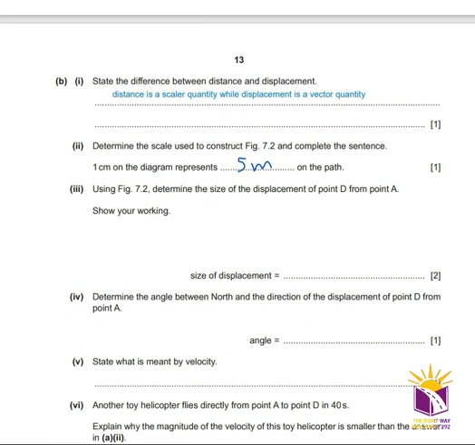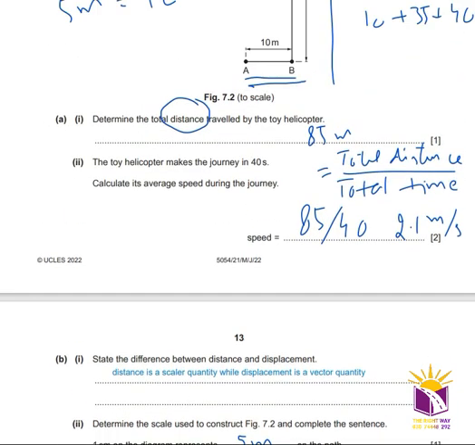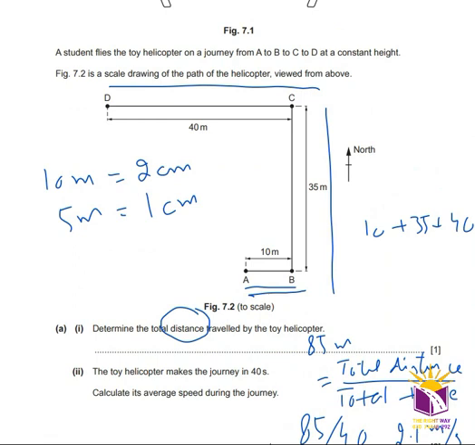Using figure 7.2, determine the size of the displacement D from point A. Show your working. What is displacement? Displacement is the shortest distance between 2 points, and I will make it look like a triangle. This is your 35, this is 30, not 25. Why 30? This distance is 10, so from here to here it will be 30.